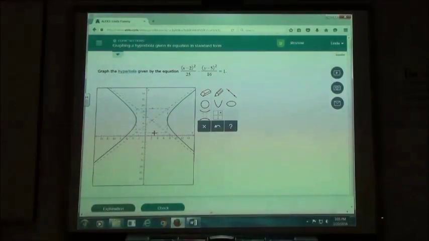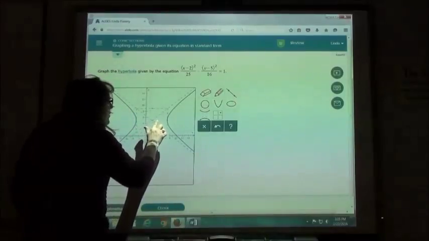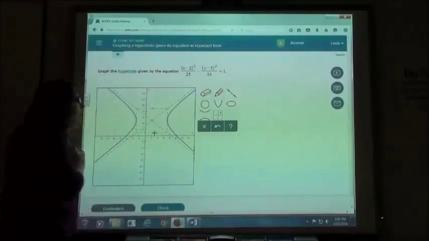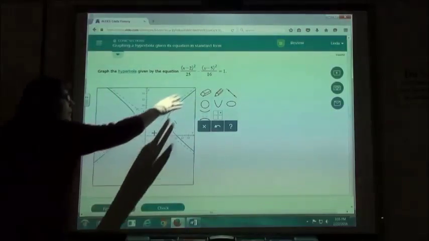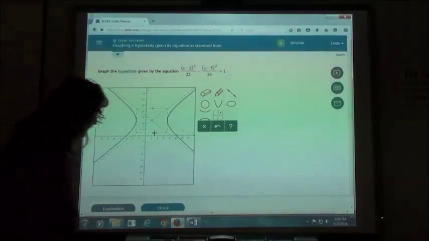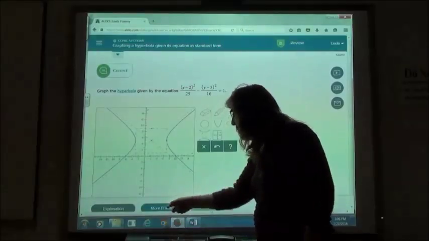I always double check here once it's drawn and you can see, you can count better. 1, 2, 3, 4, 5 to the right. 1, 2, 3, 4 up. Yes, I have the right rectangle. And then it just automatically draws your hyperbola in there for you. It says I did it correct.